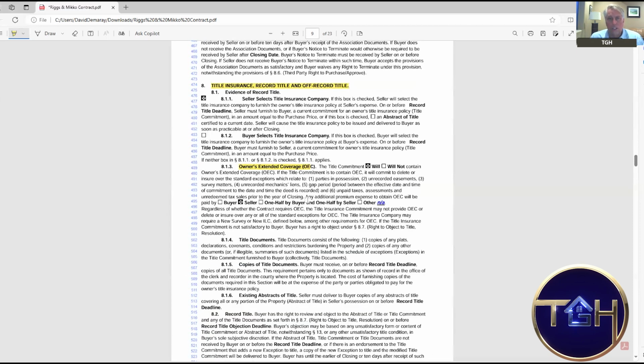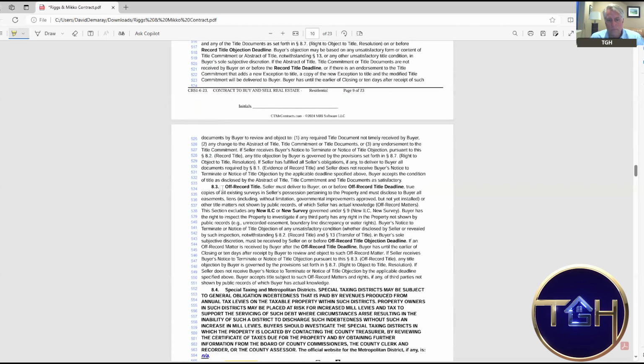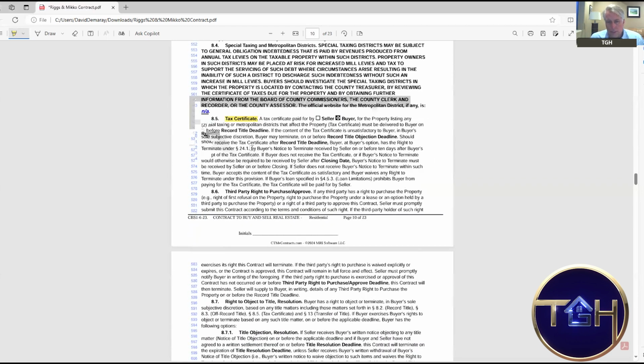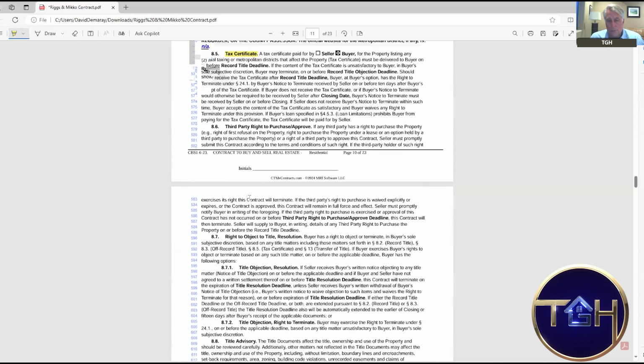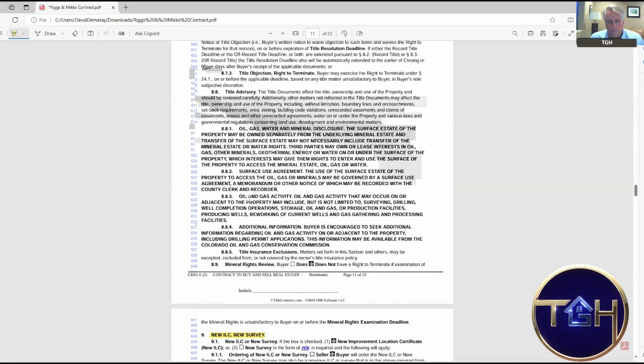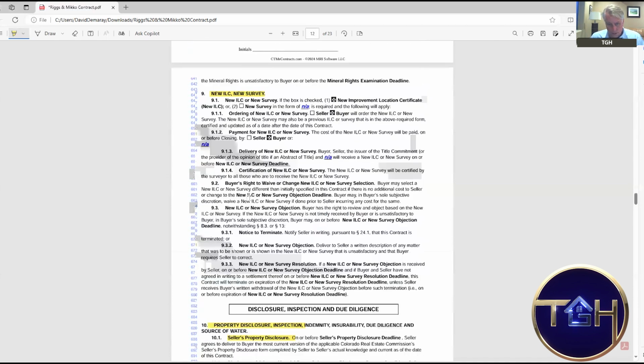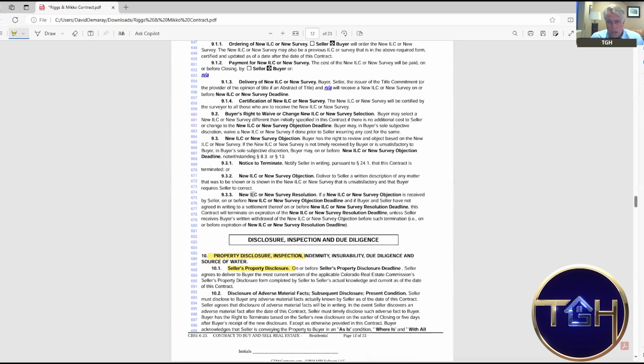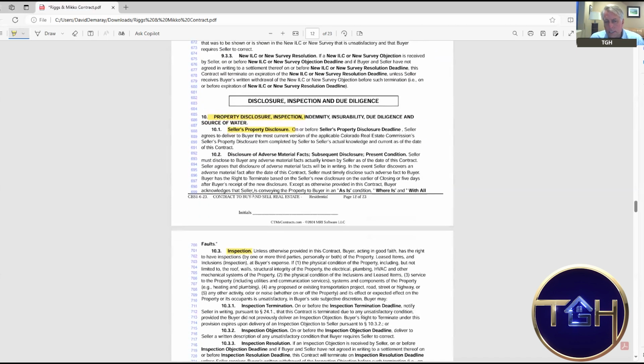Title, this is a section where, again, the seller is going to order title insurance for you, the buyer. We're going to get a commitment for that title insurance that we get a chance to review, object, and resolve if there's any problems there. Same thing with the tax certificate to see the taxes for the property. It talks about if there's going to be a survey done, who orders that, who pays for it, and who gets a copy of it.